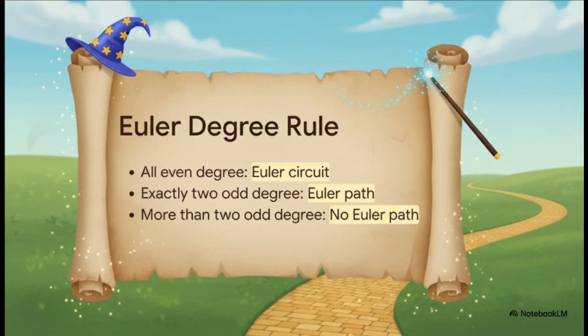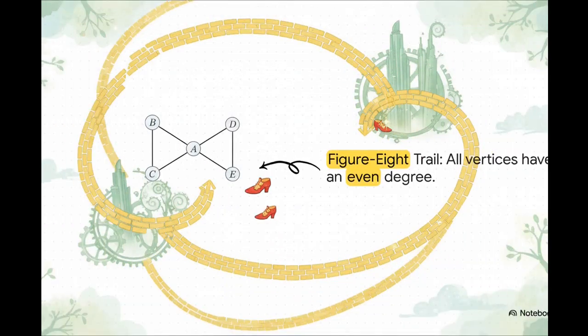Think about it. When you pass through a town, you need one road to enter and a totally different road to leave. That uses edges in pairs. So an odd degree ruins that perfect pairing, unless it happens to be the specific town where you start or end your entire trip. This beautifully illustrates the rule. Check out this figure 8 trail.